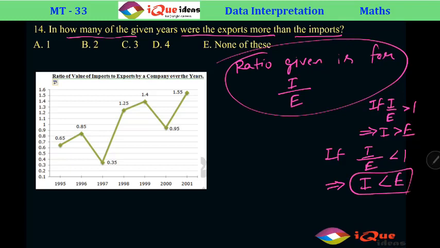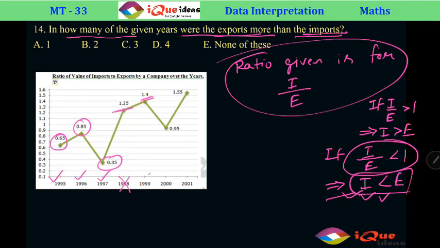What is the question asking? The question is asking for export more than import. That means import less than export. So we have to find a situation where the ratio is less than 1. Look at the situation. The ratio less than 1 is 1995, 1996 also, 1997 also, but 1998 is more than 1, so this will not be taken.